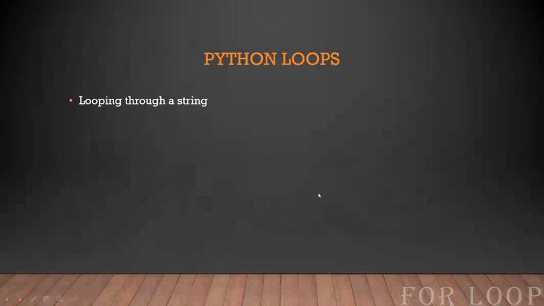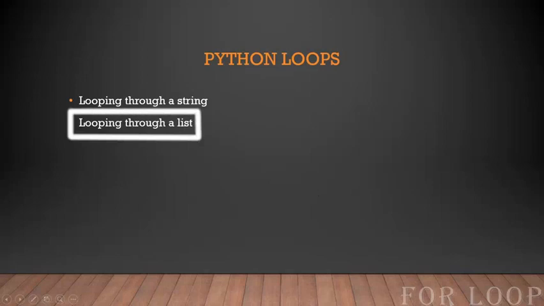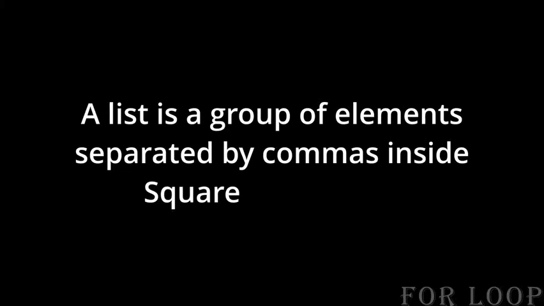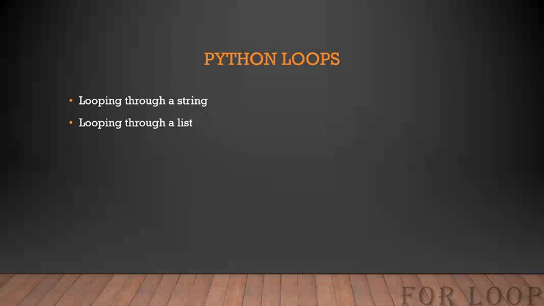The next type is looping through a list. A list in Python is basically a group of elements separated by commas and inside square brackets. We'll be seeing about lists in further videos, but here just get a basic definition of a list.